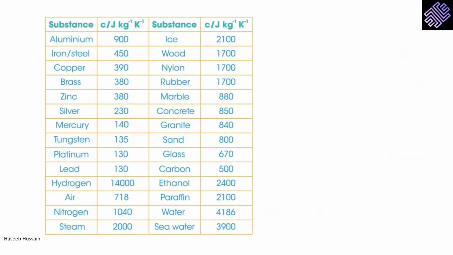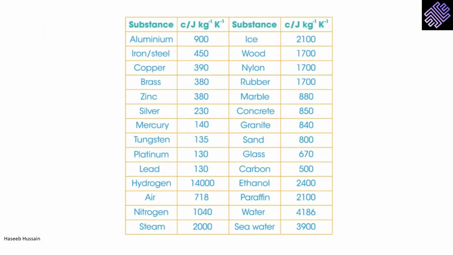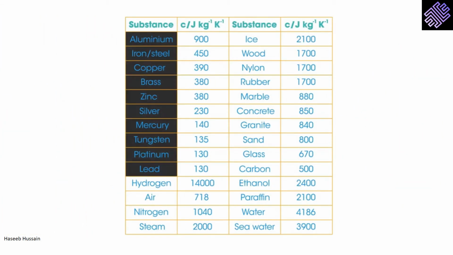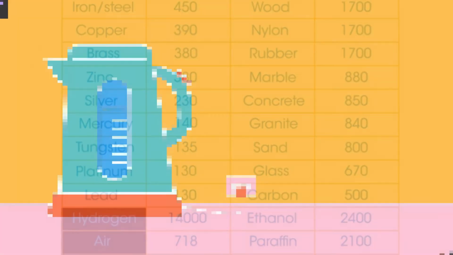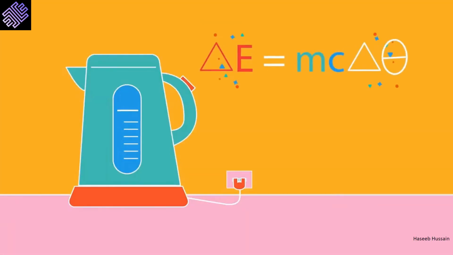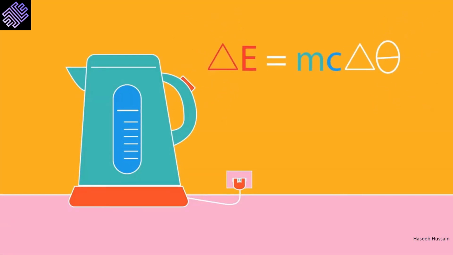The table below shows the specific heat capacities of a range of substances. Notice how the value for metals gets lower as atomic mass increases, and the materials made up of lighter elements have a much higher specific heat capacity. To calculate energy transferred, we use the equation delta E equals mass multiplied by specific heat capacity multiplied by delta theta. This will give us the energy needed to boil a kettle of water.